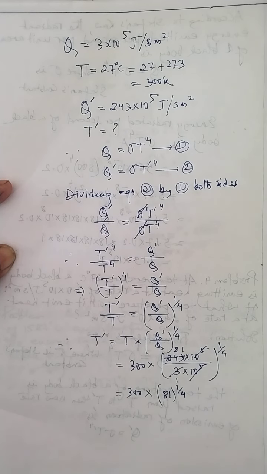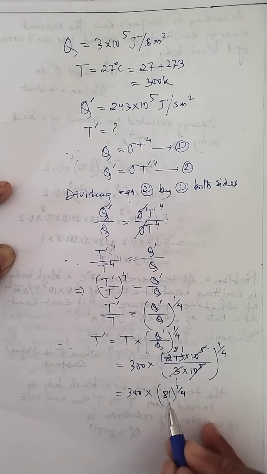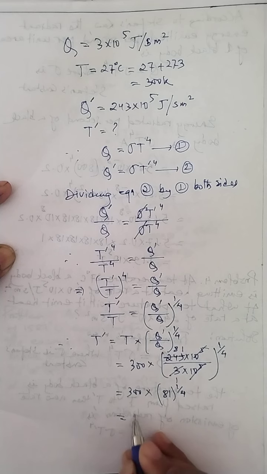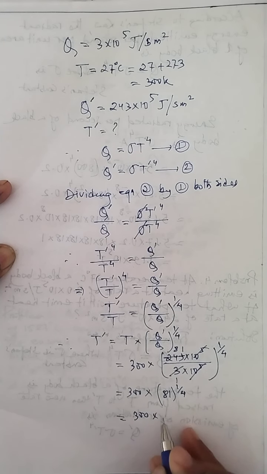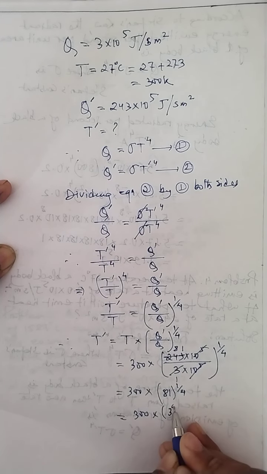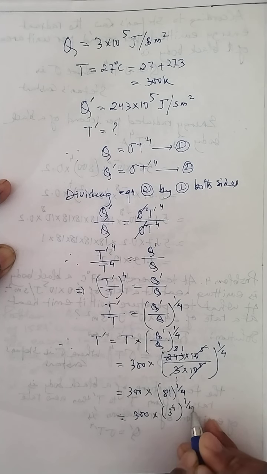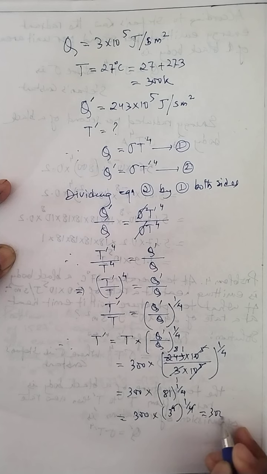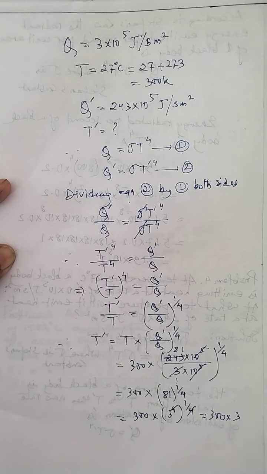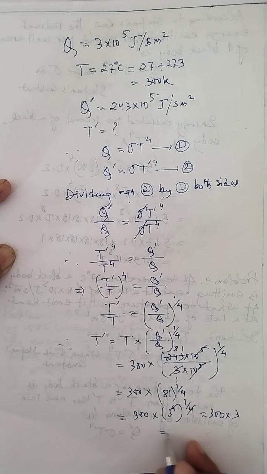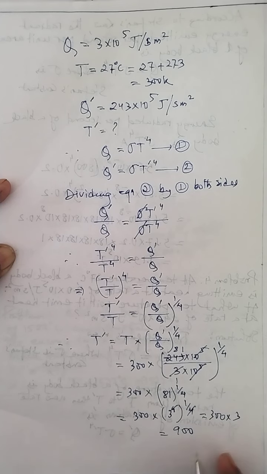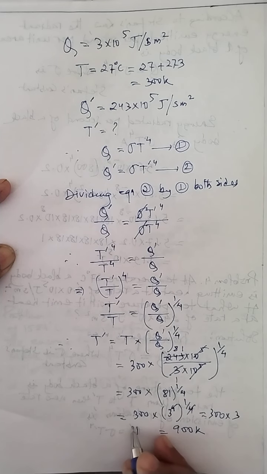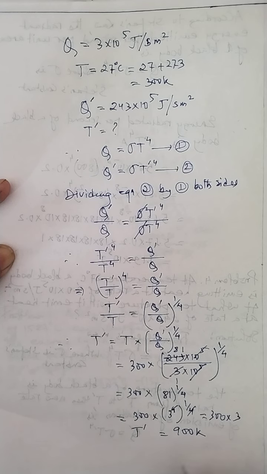Children, you have done exponents in class 7 and 8. So 81 to the power 1/4 can be written this way also: 300, and 81 can be written as 3 to the power 4, with power 1/4. So this 4 and 4 cancel out, which means it is 300 into 3. Now 300 into 3 is nothing but 900. And this is in Kelvin. So the temperature is 900 Kelvin.